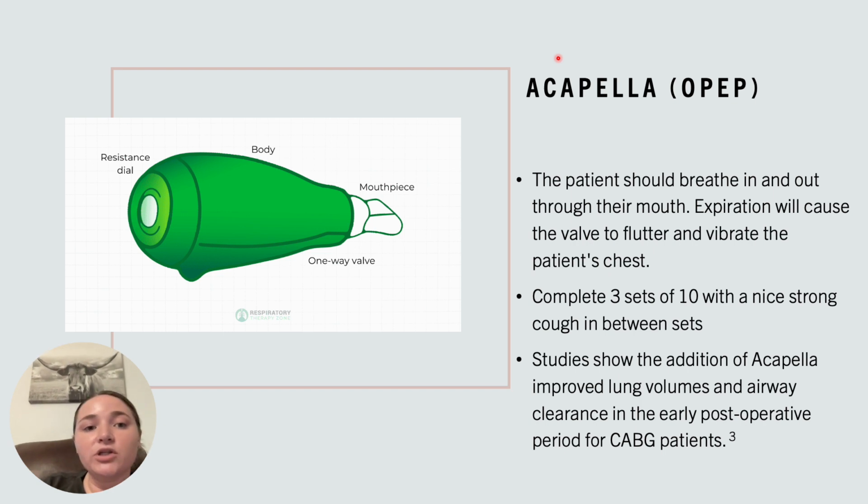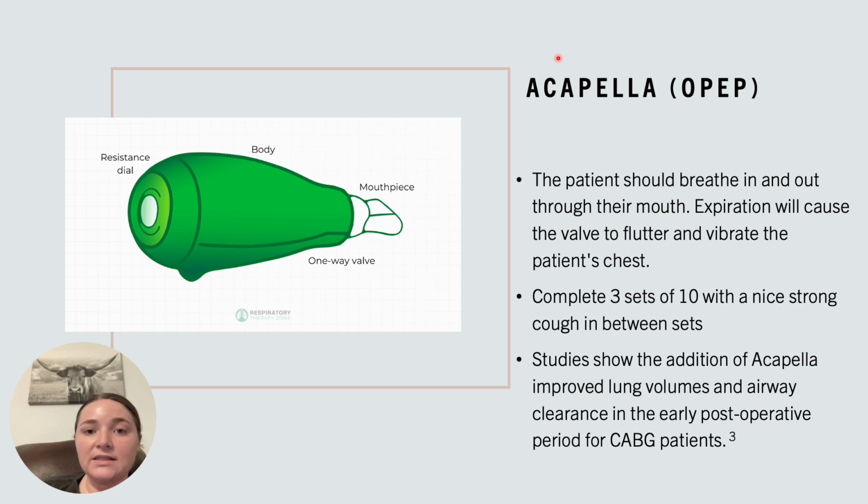Studies have shown that the addition of Acapella improves lung volumes and airway clearance in the early post-operative period for CABG patients. The study was done over 20 patients of both genders who had undergone CABG and were in phase 1 of cardiac rehabilitation of a randomized control trial. Patients in the control group were given conventional physiotherapy that included breathing exercises, incentive spirometry, and manual techniques. Patients in the experimental group used an Acapella device along with the conventional intervention, and the outcome measures considered were pulmonary function parameters and the amount of sputum expectorated.